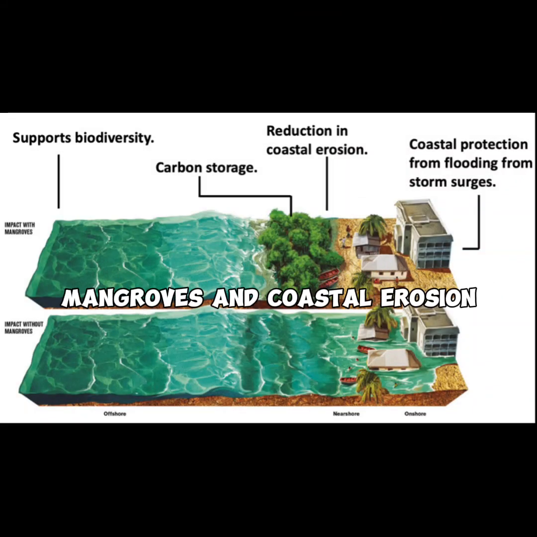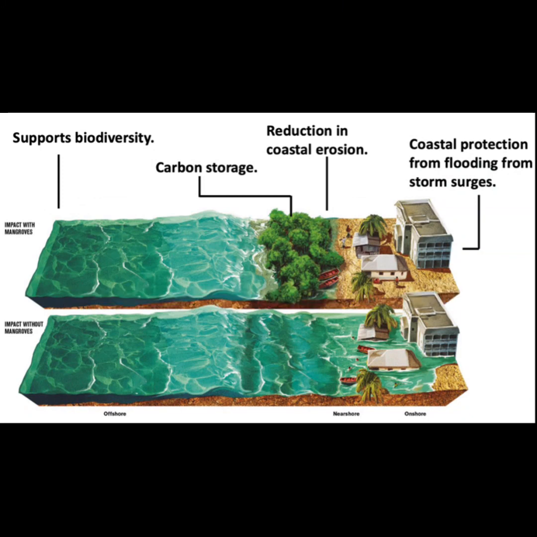Mangroves and coastal erosion. Mangroves are an effective natural defense against coastal erosion. They also reduce wave damage from strong typhoons and tsunamis, and their roots strongly bind soils together.